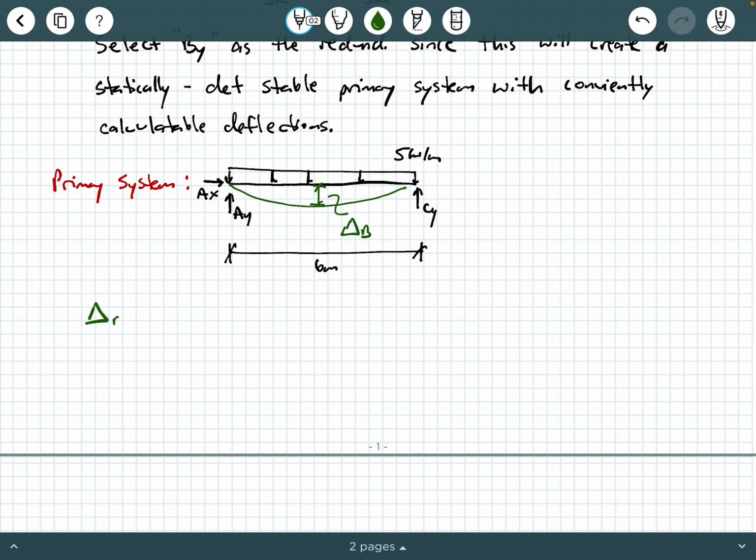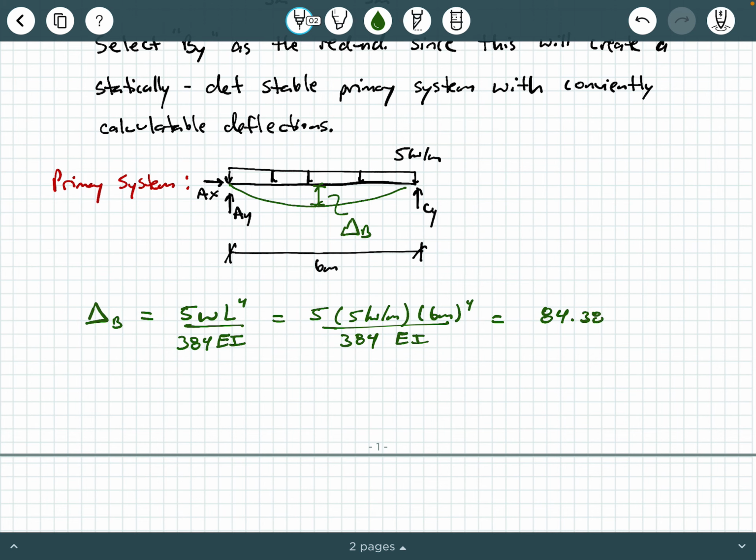So from most mechanics of materials or structural analysis textbooks, you can find a convenient formula for delta B for this particular load case as 5 WL to the fourth over 384 EI. So substituting values in, we're going to have 5 times 5 kilonewtons per meter times 6 meters to the fourth power over 384 EI. And that's going to give us 84.38 kilonewton meters cubed over EI. And that, of course, is deflecting downwards based on our diagram.